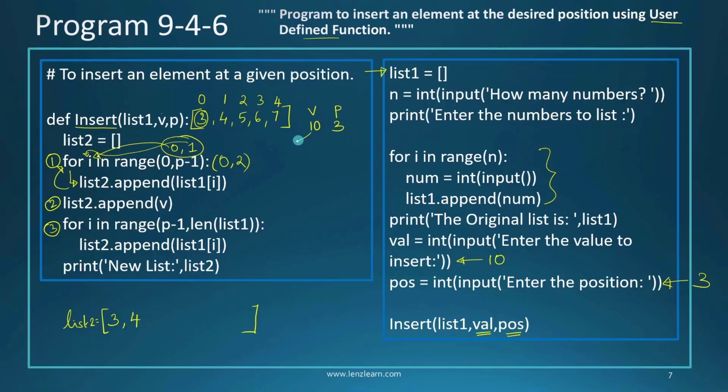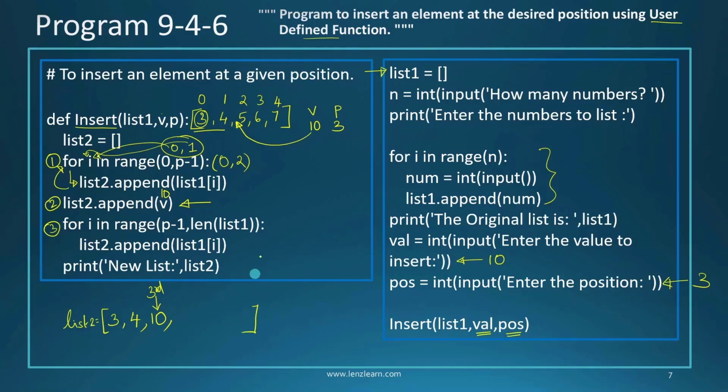Why? Because you have to insert 10 here, right? That is position 3. So now you can see all the values before the position are copied by the first for loop. 3 and 4 are now copied into list2 by our first for loop. Once this for loop is finished, I will come to the next statement and there I will append the value of v. And what is the value of v? That is 10, to list2. So as the next element to list2, I will add 10. Now you can see 10 is added in the third position inside list2.